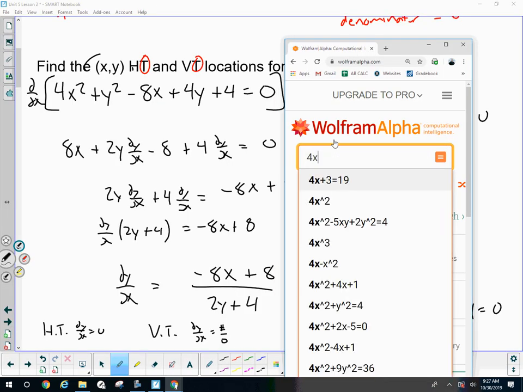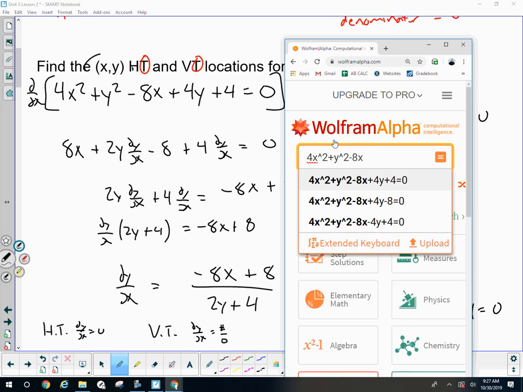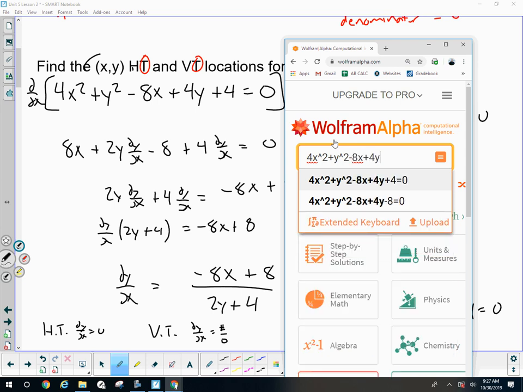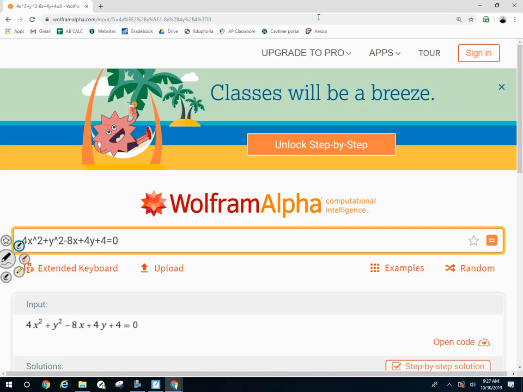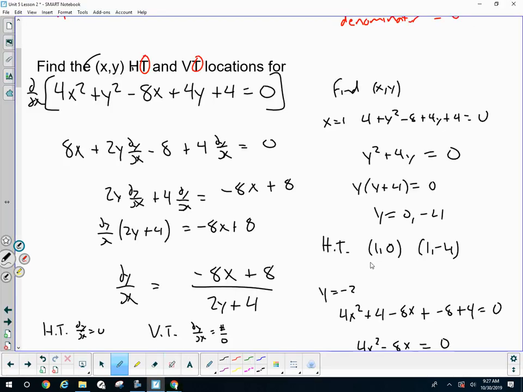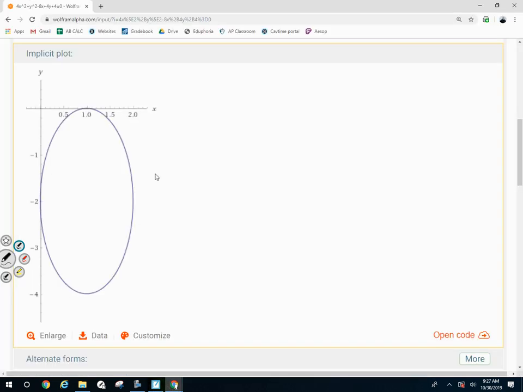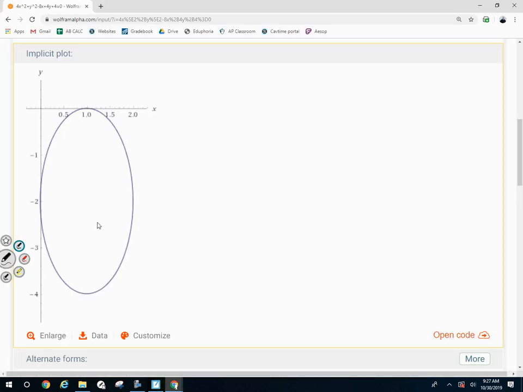We got 4x squared plus y squared minus 8x plus 4y plus 4 equals 0, and I got this oval, or an ellipse. I see a horizontal tangent at 1, 0 and 1, negative 4, just like I said. I see a vertical tangent at 2, negative 2 and 0, negative 2. So there you go. Look at what we just did. Pretty cool.